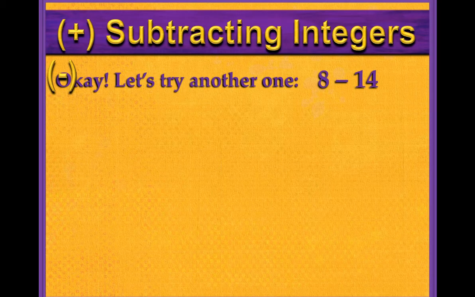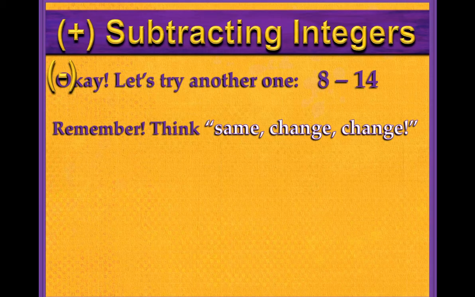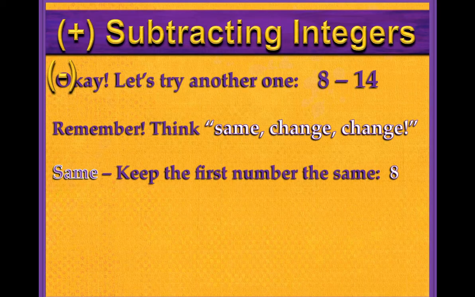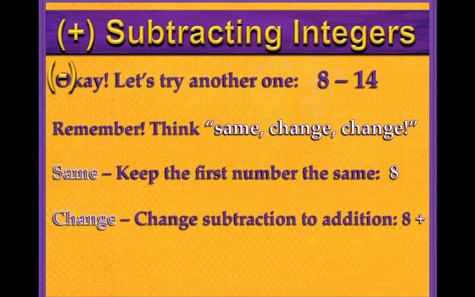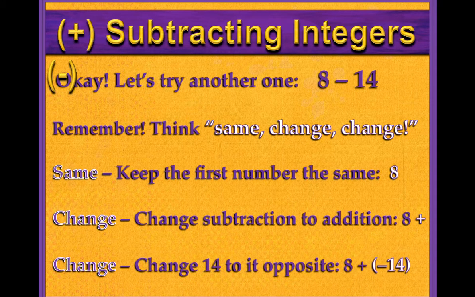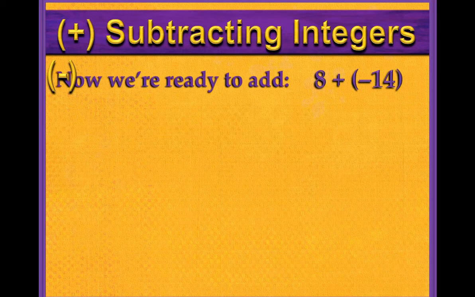Okay, let's try another one. 8 minus 14. Remember, think same, change, change, or keep, change, change. Same, keep the first number at 8. Change the subtraction to addition. Change the 14 to its opposite, which would be negative 14. Now we're ready to add.